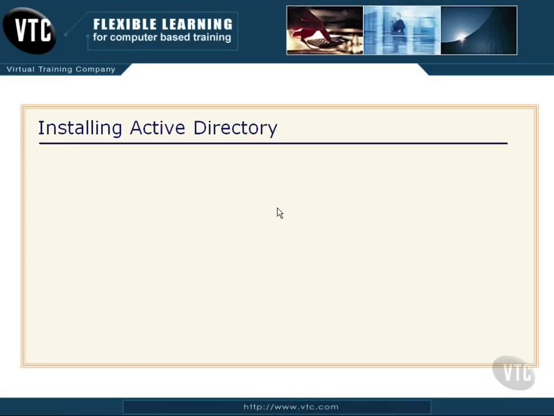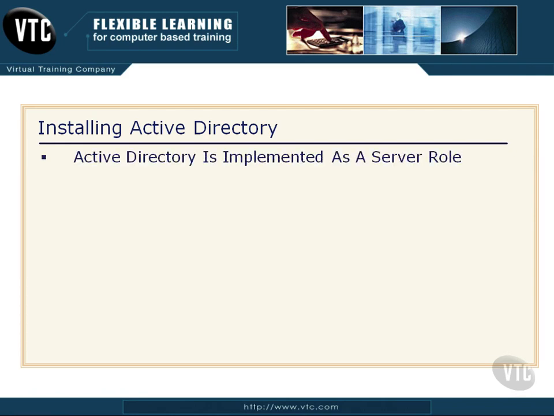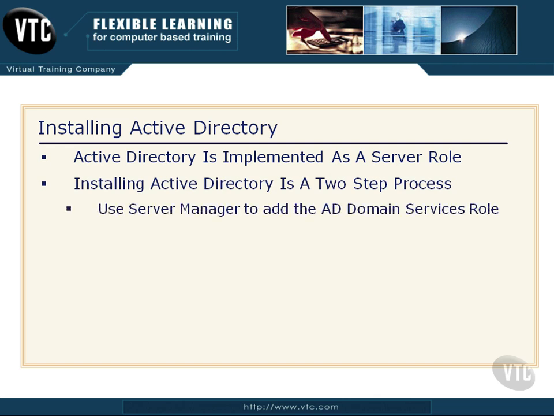Now let's talk about what's involved with installing Active Directory. The way you install Active Directory is to install it as a server role on a machine, and it's a two-step process. You're going to use the Server Manager to add the AD Domain Services role, and this is just going to click and hum for a few minutes. It'll install the Active Directory Domain Services binaries and all the related management tools.